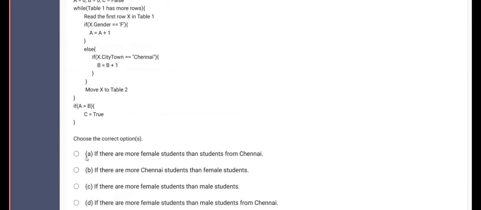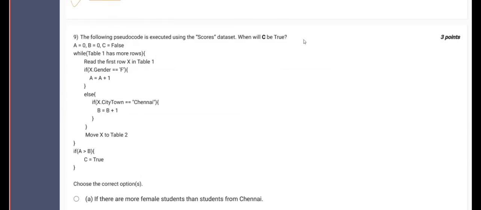Now coming to question number 9. When will C be true? We are being asked regarding C being true. A, B both are zeros and C is false. Now coming to the main concept or main iterative part.